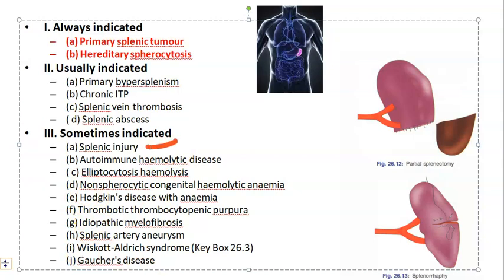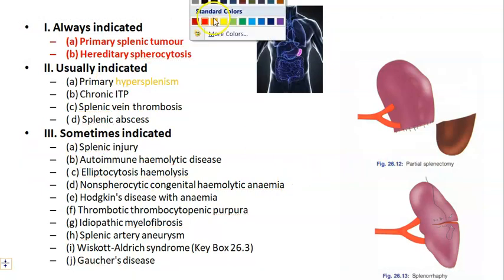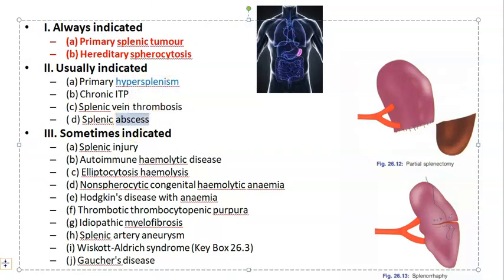Splenic injury, if it is there, splenic abscess, splenic vein thrombosis, hypersplenism. See this hyper. This is not hypo. Hypersplenism means it's an overactive spleen. It is just so overacting, it will destroy all the red blood cells, WBC, everything prematurely. So remove the spleen. So this we can understand, isn't it? We can understand splenic abscess, some injury we want to remove.